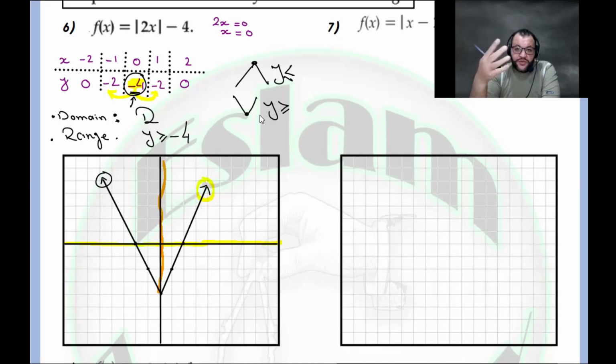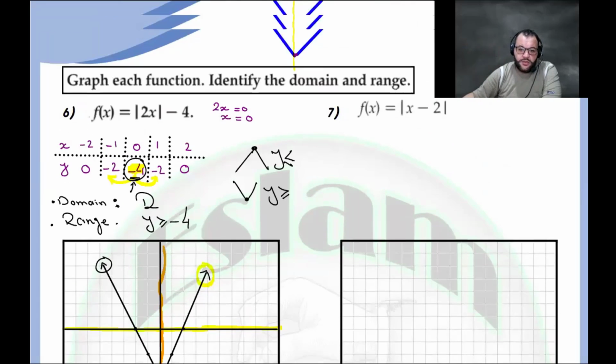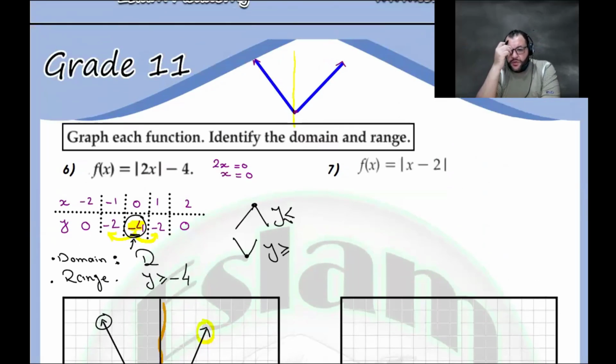Well, I repeated it more than 4 or 5 times. So number 7, please solve number 7 and send it to me.